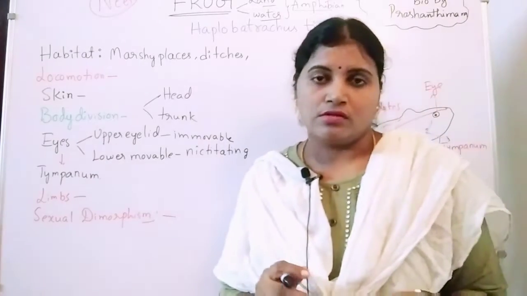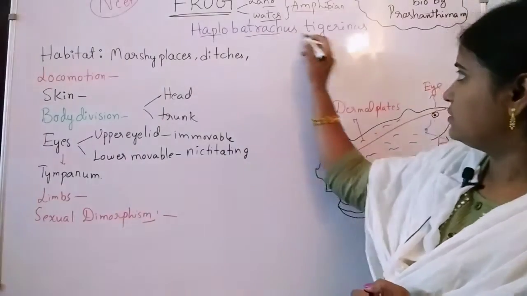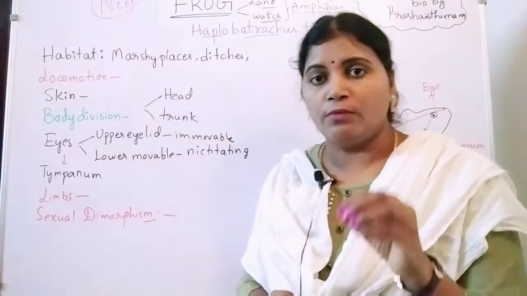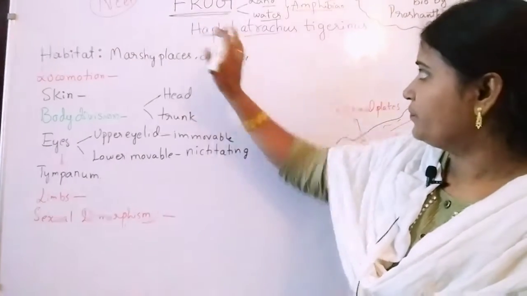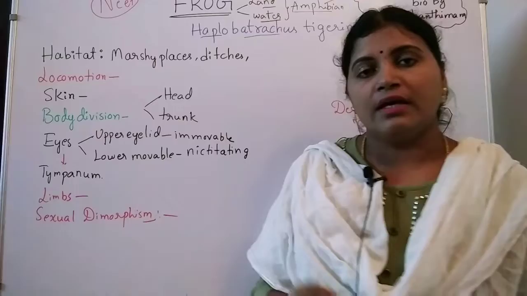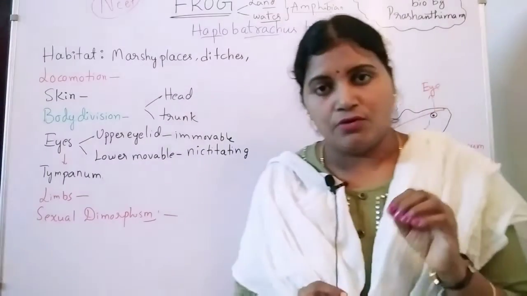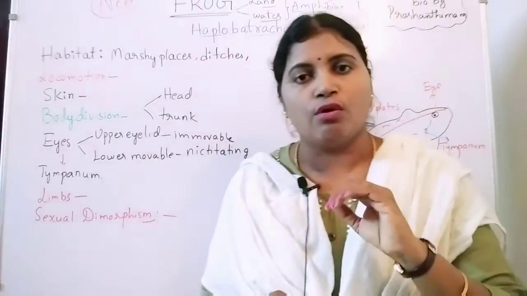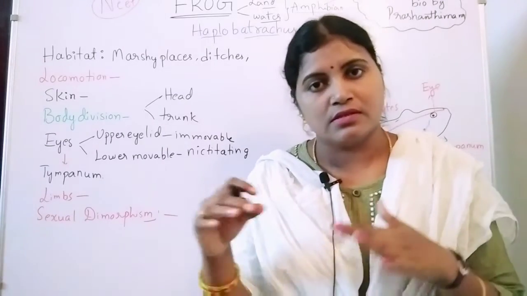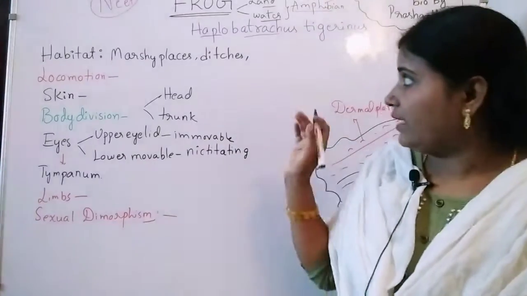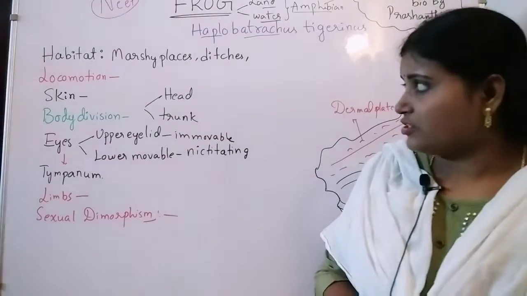So the common Indian frog, scientific name is Haplobatrachus tigrinus. Next, the commonly available toad in India is Bufo melanostictus. Bufo melanostictus is the common toad. So mainly among amphibians we consider frogs and toads. Here we are going to see the frog morphological characters.